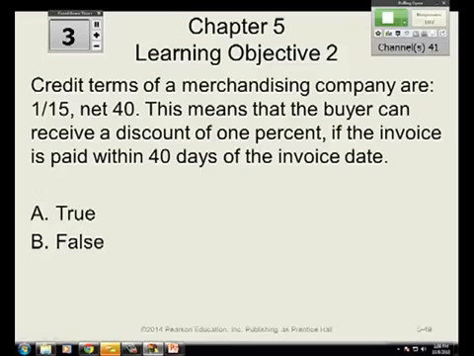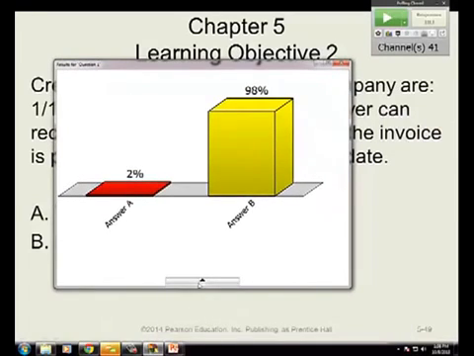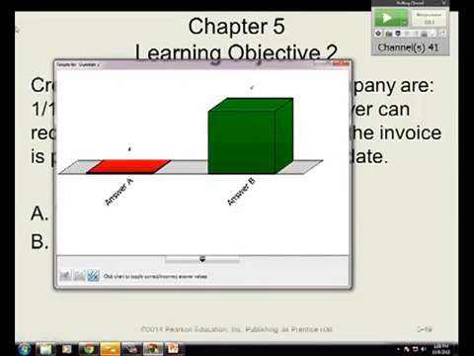All right, so good. As suspected, almost everyone got it right. So again, problem with A is, well, first of all, it's false because you only get the discount if you pay it within 15 days. So if you're part of that 2%, make sure you know how to read the terms of sale as well.